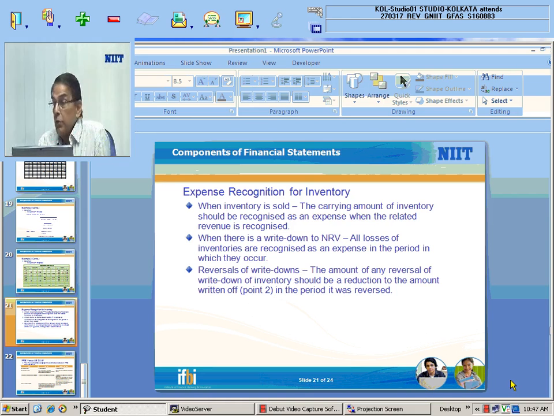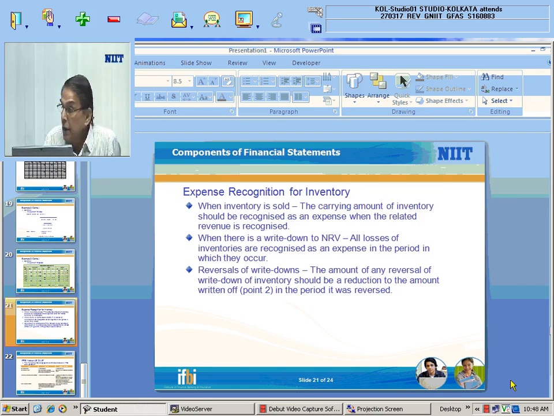So, three things to remember about expense recognition for inventory. Number one, the carrying amount of the inventory will be recognized as an expense when the related revenue is recognized, that comes from the matching concept. If there is a write down to NRV, all losses of inventory will be recognized as an expense in the period in which the write down takes place.